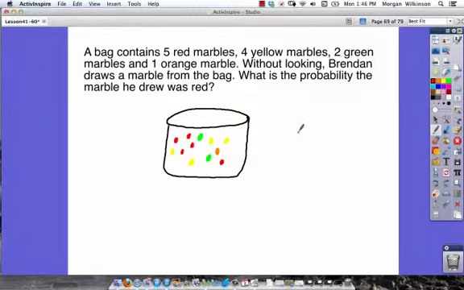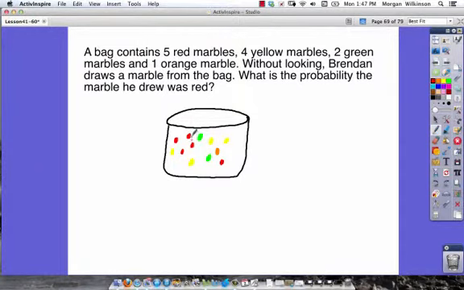Alright, our next problem says, a bag contains 5 red marbles. We can see those 5 red marbles. I've already drawn them out for us in our bag. 4 yellow marbles, 2 green marbles, and 1 orange marble. Without looking, Brendan draws a marble from the bag. What is the probability the marble he drew was red?